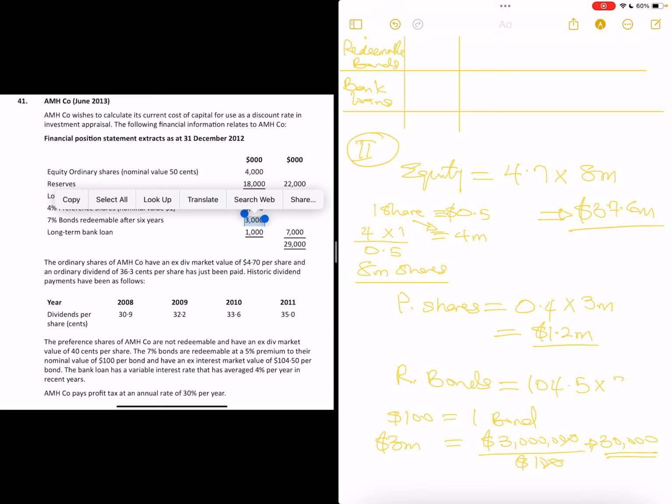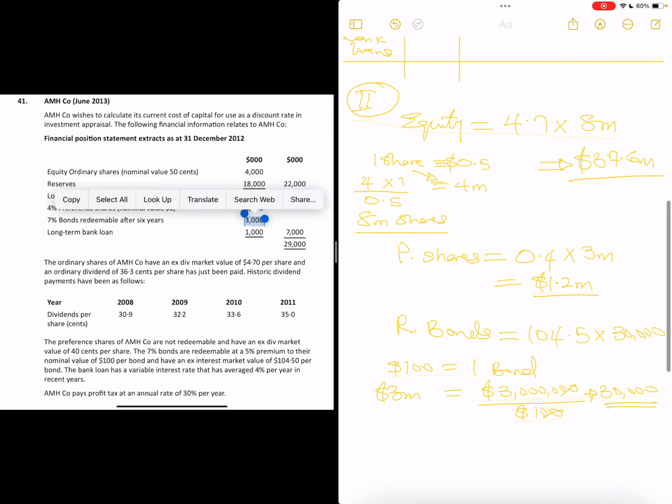So that's multiplied by 30,000. And that gives a value of, so the redeemable bond has a value of 104.5 multiplied by 30,000. And that is 3.135 million. That's the value of the redeemable bonds.